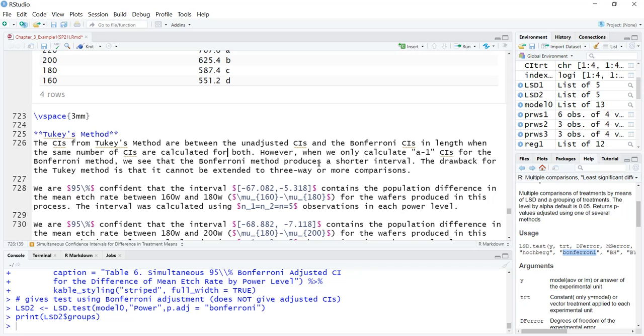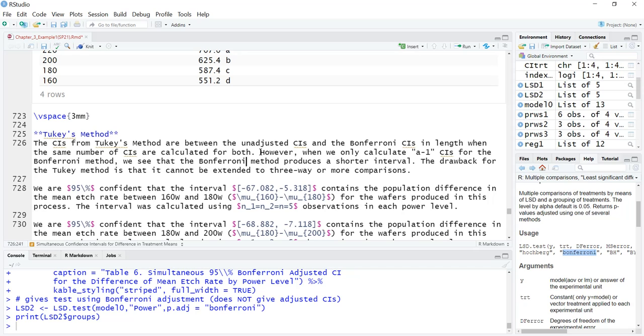Okay. When we only calculate A-1 confidence intervals for the Bonferroni method, we see that the Bonferroni method will produce a shorter interval. Why is that? Because remember, Tukey's method does all possible pairwise comparisons, not just the ones we select. So it's going to give us all 6 possible pairwise comparisons here. Okay, so if you were using a Bonferroni method for all 6 confidence intervals, then the Bonferroni method would have longer intervals than the Tukey method.